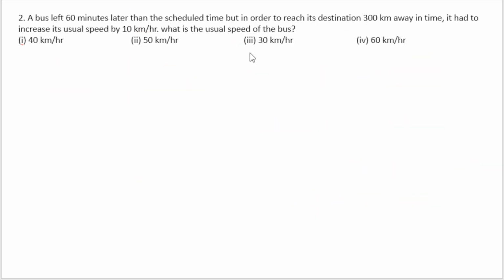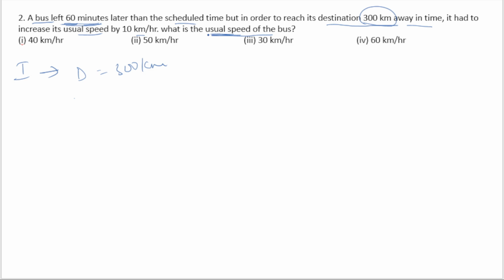Next one. A bus left 60 minutes later than the scheduled time, but in order to reach its destination 300 kilometers away in time, it had to increase its usual speed by 10 kilometers per hour. What is the usual speed of the bus? See, the bus left 60 minutes later than the scheduled time. So if it travels at the usual speed, then it would reach 60 minutes later, that is, 1 hour more to reach the destination. The destination is 300 kilometers away, so the distance traveled is 300 kilometers.